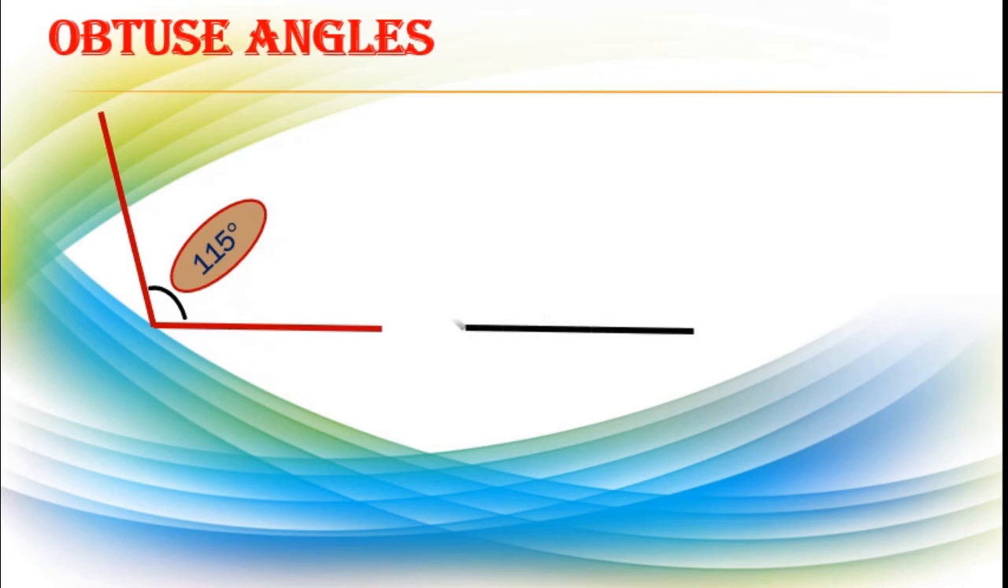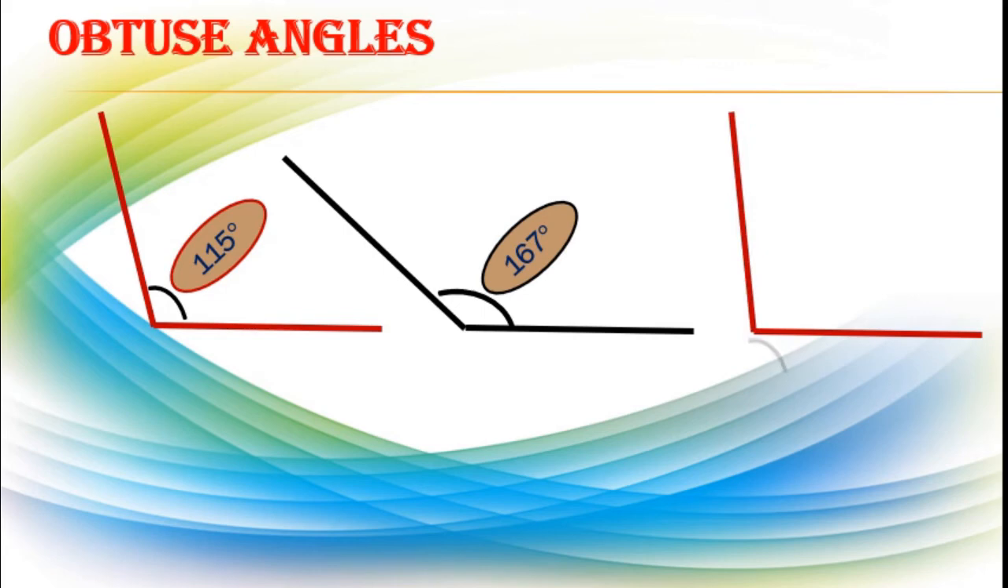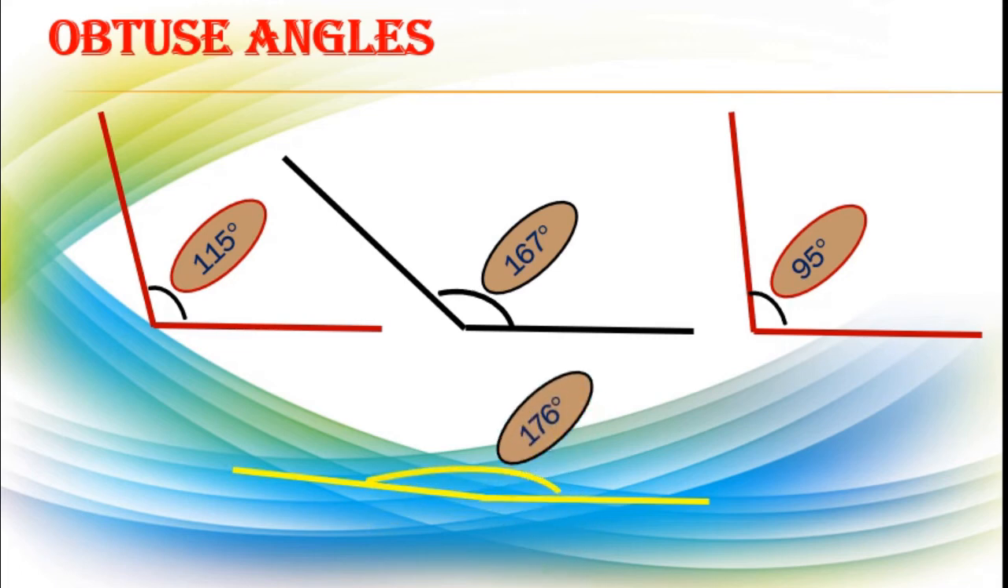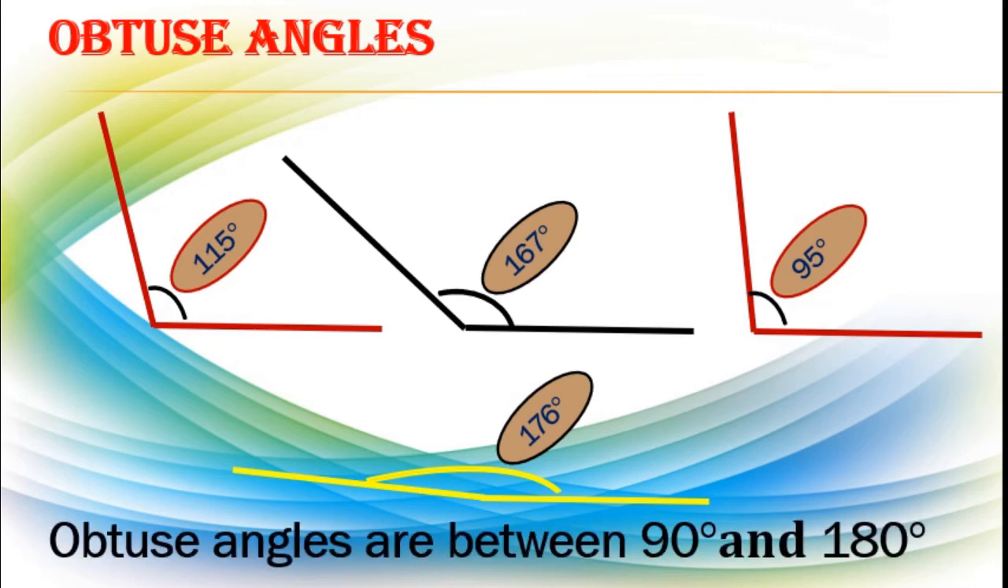See, this is 115 degrees. This is 167 degrees. And see, this is 95 degrees. And see this, this is 176 degrees. Correct? All these degrees or angles are between 90 degrees and 180 degrees. So these are called obtuse angles. Okay?